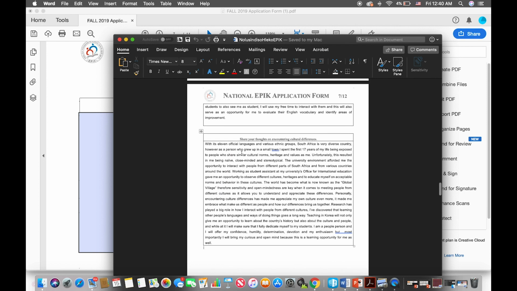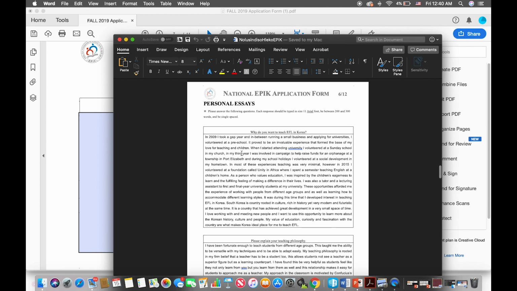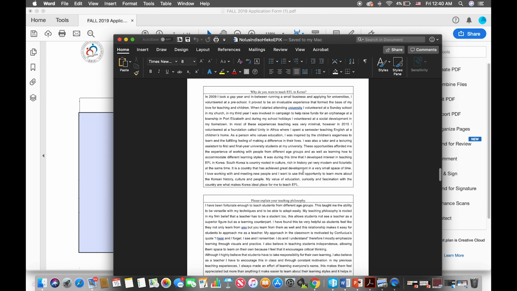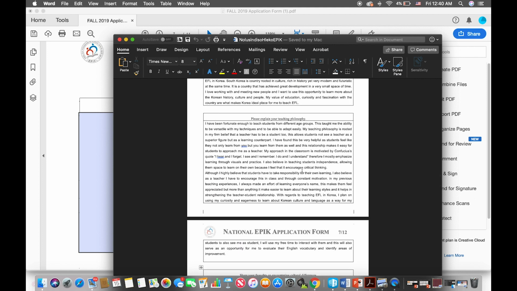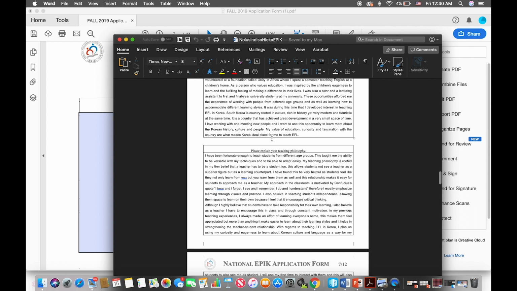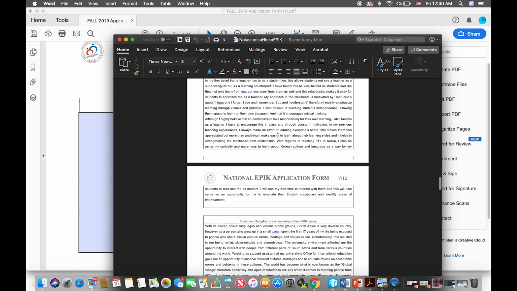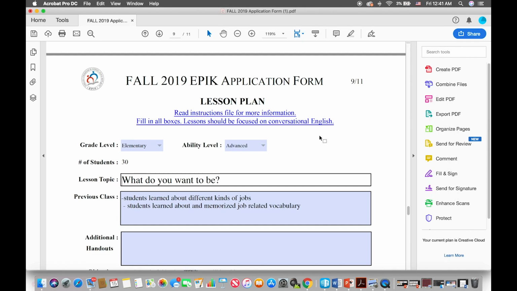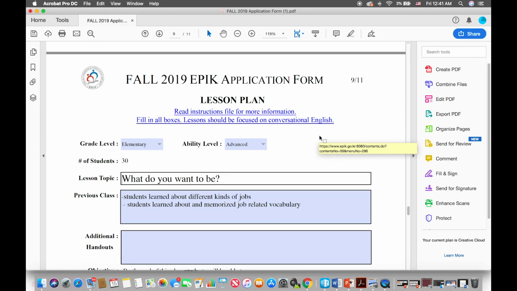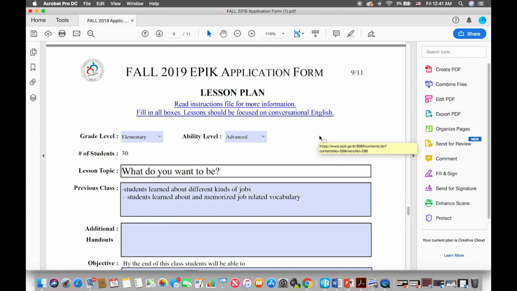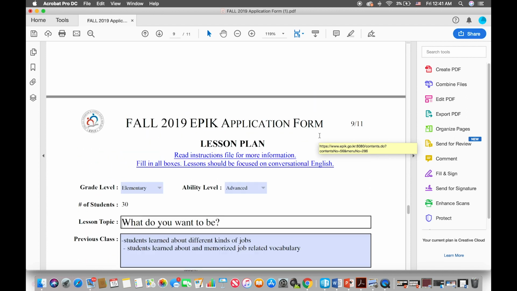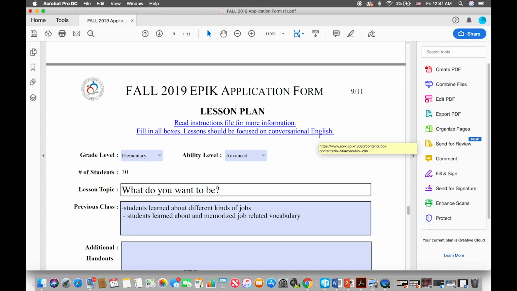And as you can see, my approach with my essays was to talk generally about things that I've done with my life, but obviously related to the question, and tie it up, summarize it, by saying why I want to do this in Korea. Moving on to the lesson plan, this is the most important part of the application, because this is where they will know: do you have what it takes to be a teacher?